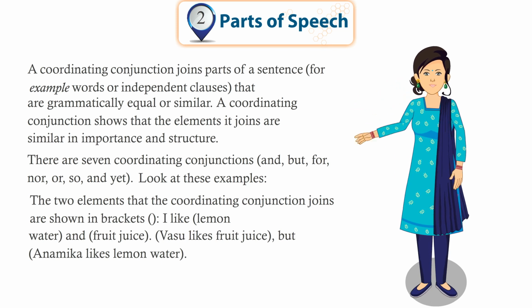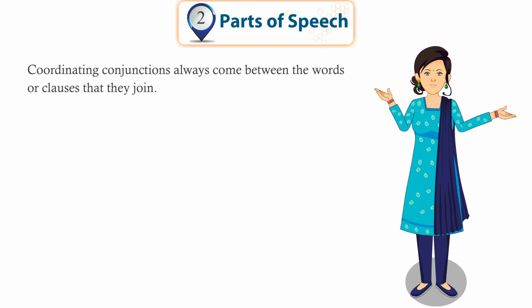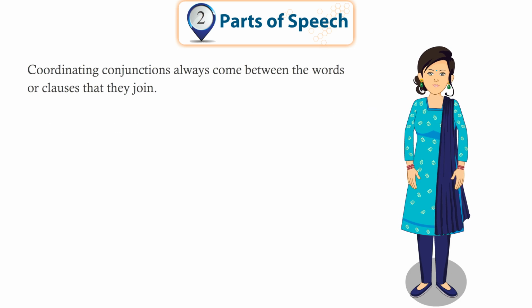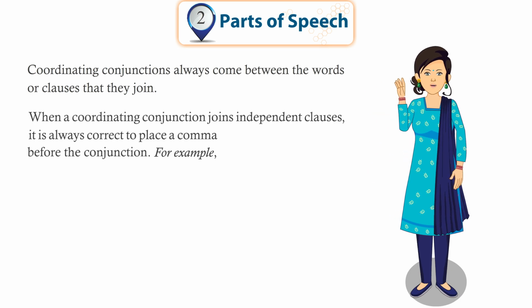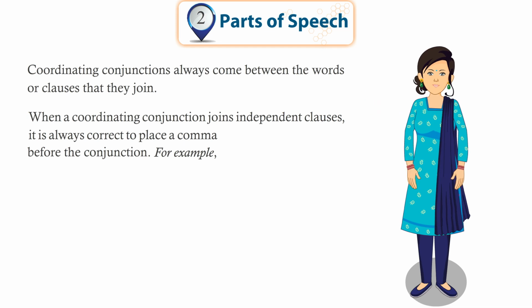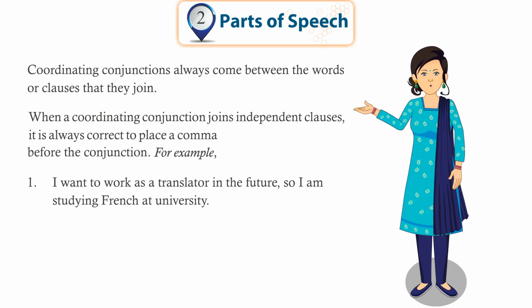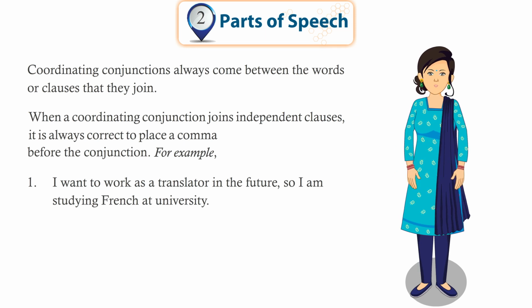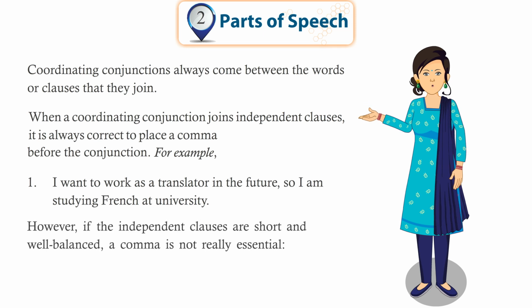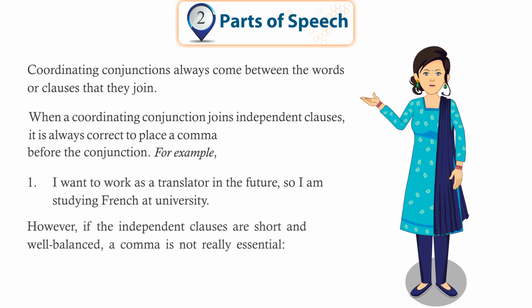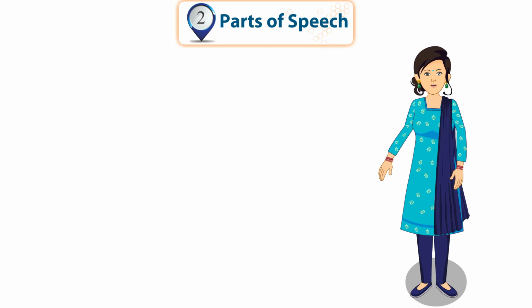Vasu likes fruit juice, but Anamika likes lemon water. Coordinating conjunctions always come between the words or clauses that they join. When a coordinating conjunction joins independent clauses, it is always correct to place a comma before the conjunction. For example, I want to work as a translator in the future, so I am studying French at university. However, if the independent clauses are short and well balanced, a comma is not really essential.